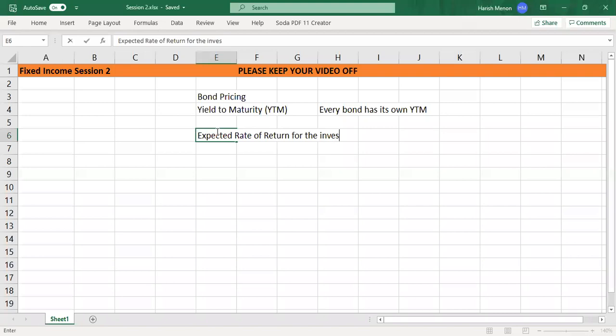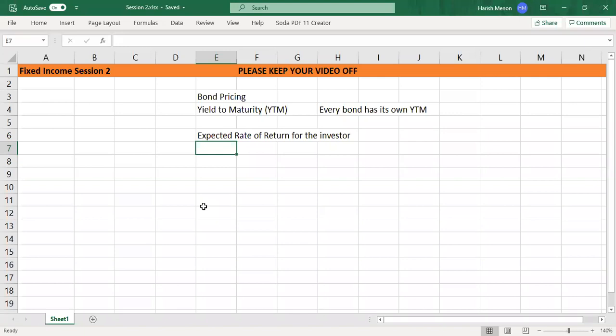So whenever you go to buy a bond from the market, be it the primary market where auctions are happening, or the secondary market where you are trying to buy the bond from another seller, you're essentially talking about your expected rate of return as YTM. And the word expected is very important. This is not the rate of return that you will eventually end up getting.